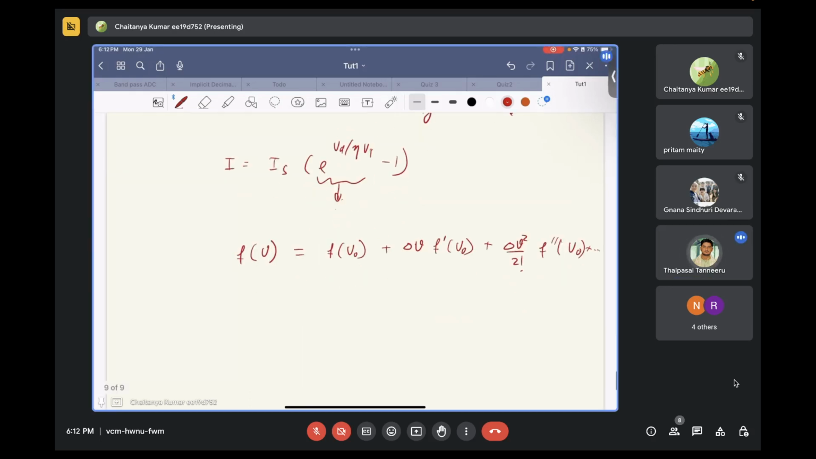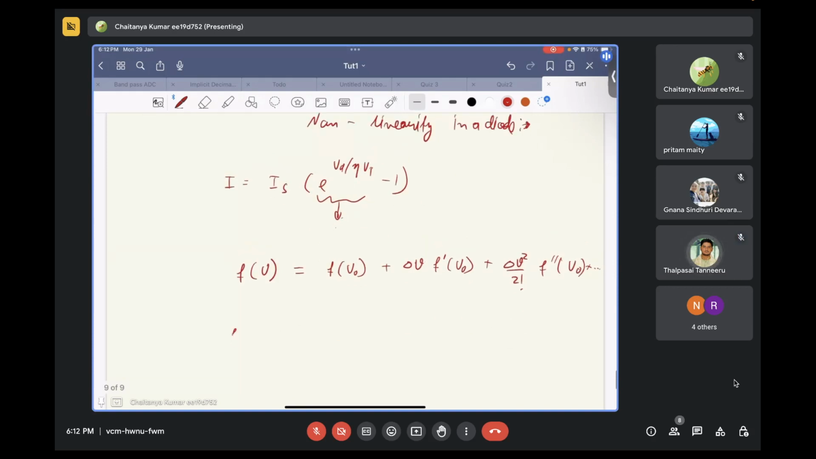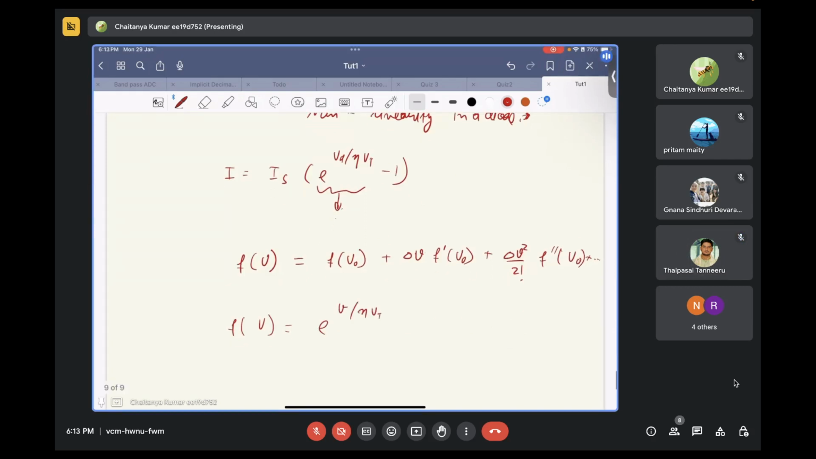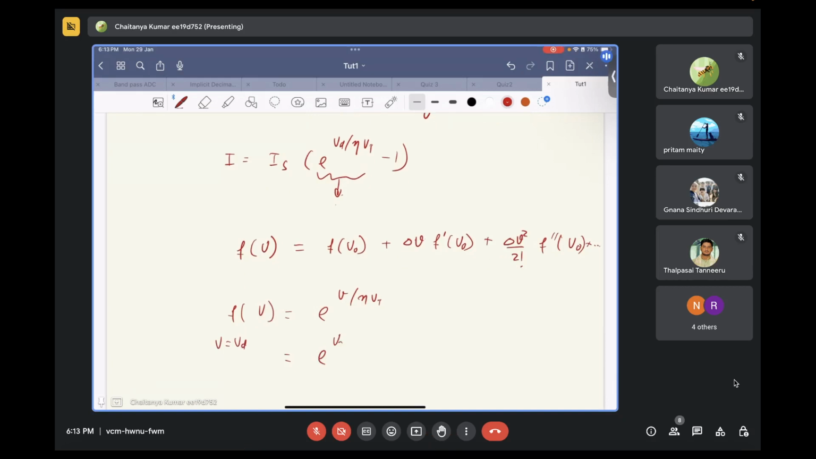Now, we have f of v equal to e to the power v by eta vt. So what will be its Taylor series? Let's say there is some biasing voltage v equal to vd. At that biasing voltage, your Taylor series will be e to the power vd by eta vt plus, what is the derivative of this?